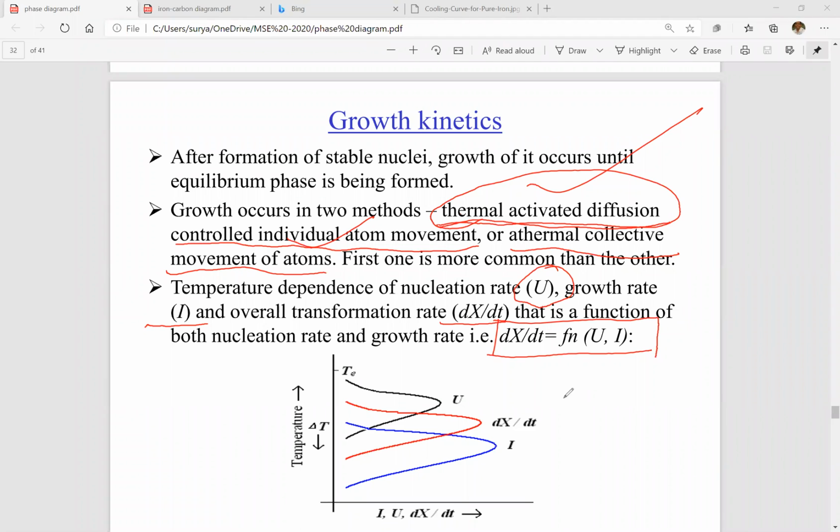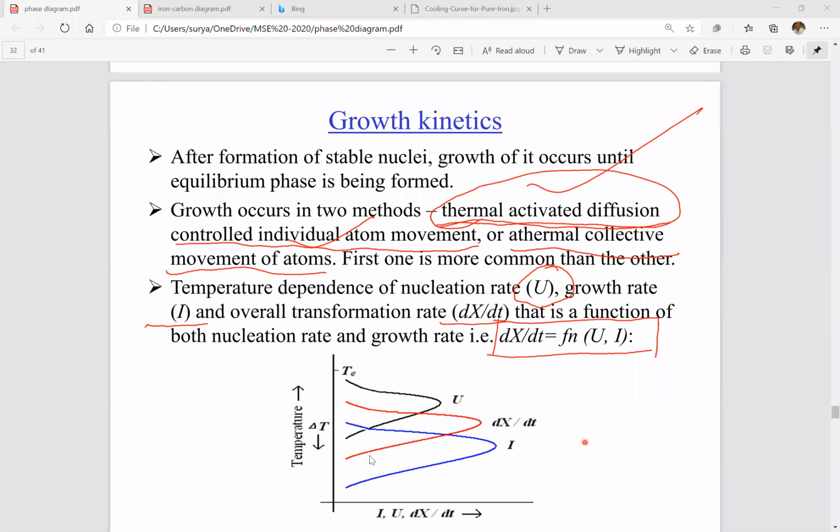So the overall transformation rate dx by dt is a function of the nucleation rate U and the growth rate I, as it is written here. U is the nucleation rate and I is the growth rate.